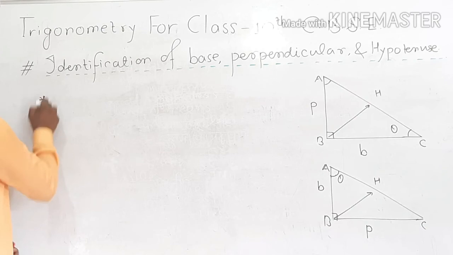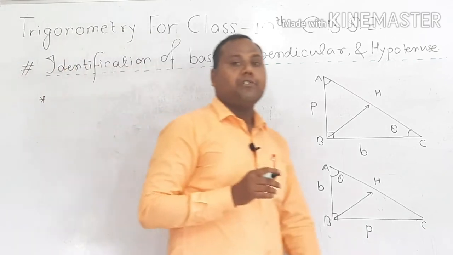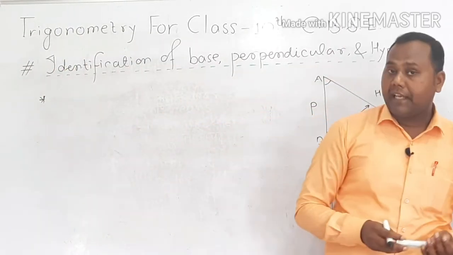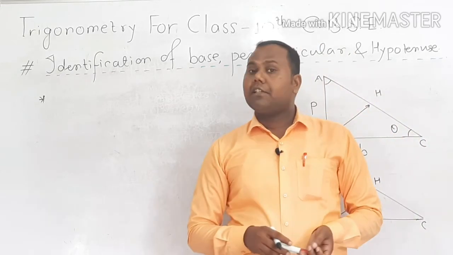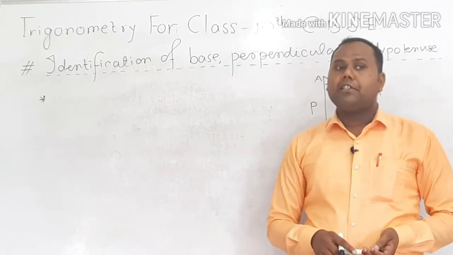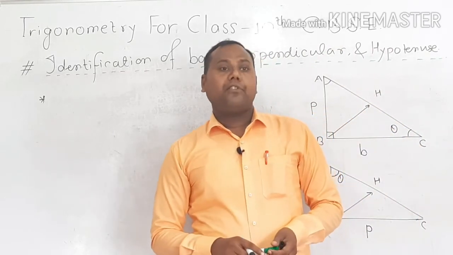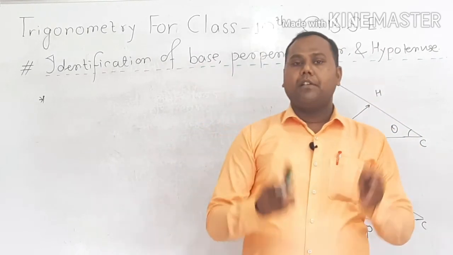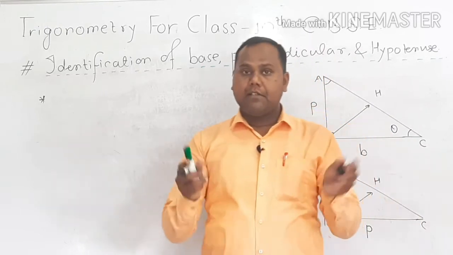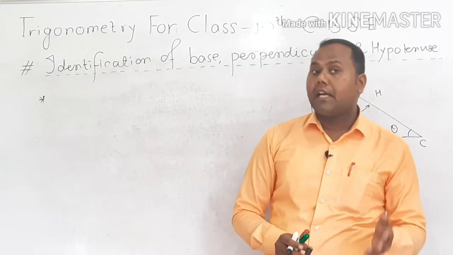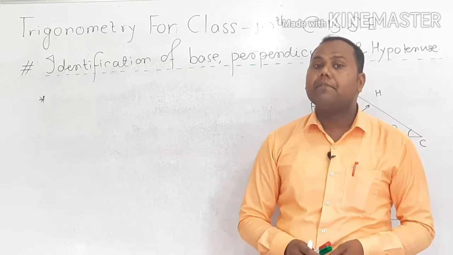We have 6 trigonometrical ratios. The first one is sine, the second one is cos, the third one is tan, the fourth one is cosec, the fifth one is sec, and the sixth one is cot. We have 3 main trigonometrical ratios, and 3 are the alternative or the reciprocals of the given ratios.